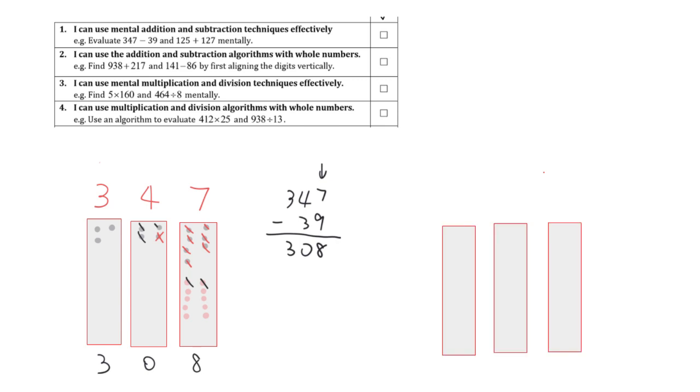Okay, now we want to add 125 plus 127. So let's look at this. This is hundreds, tens, and ones. Okay, so 125: 1, 2, 3, 4, 5. Plus 127: 1, 2, 3, 4, 5, 6, 7.